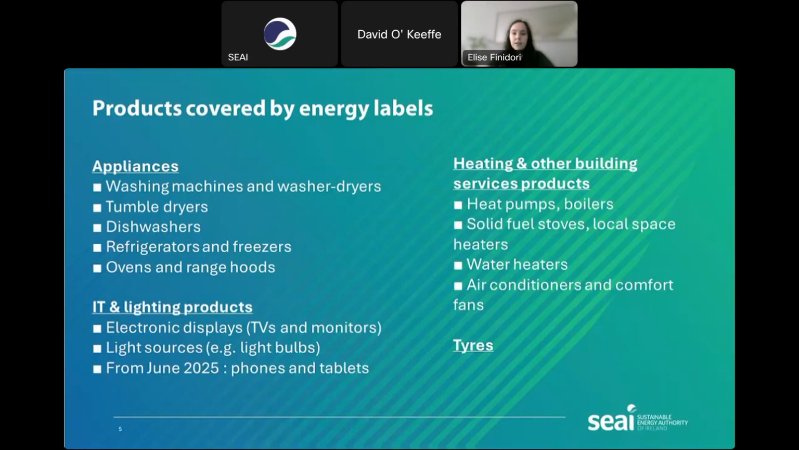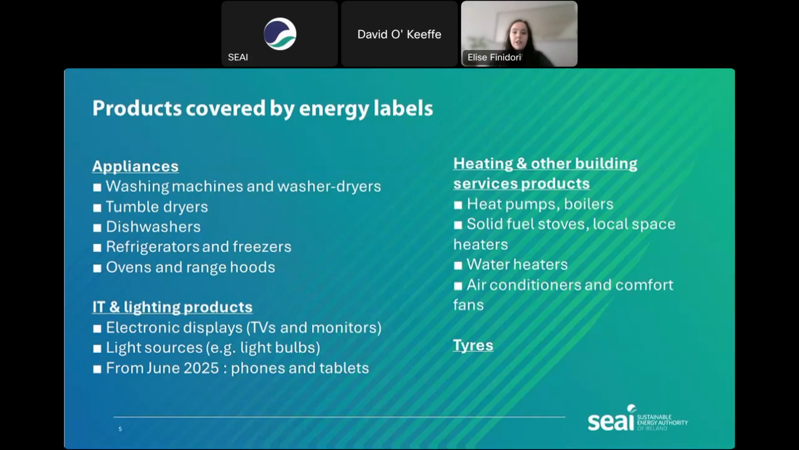IT and lighting products also have, for some of them, an energy label. That's the case for TVs and computer monitors, and also light sources, so light bulbs, for which you'll find the energy label usually on the packaging of the product. Also, something worth noting is that from June 2025, phones and tablets will also be displaying an energy label that you can use when you're choosing your products, either in stores or online.